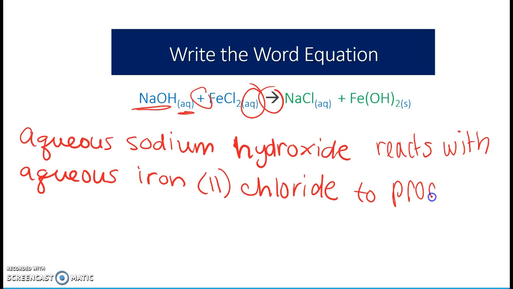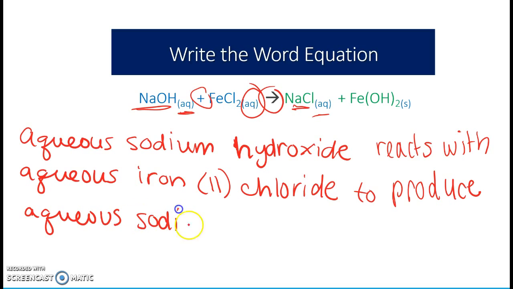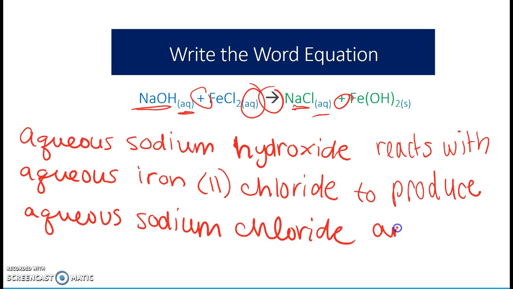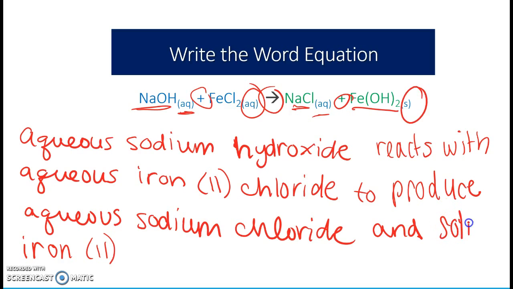To produce, that's the arrow. It separates the reactants from the products. It produces aqueous sodium chloride. And we have another product, and solid iron 2 hydroxide.